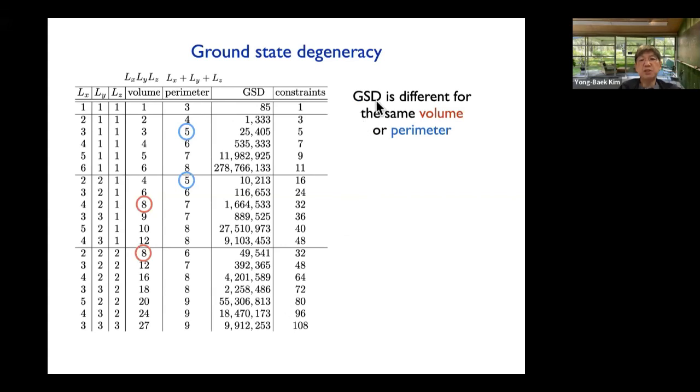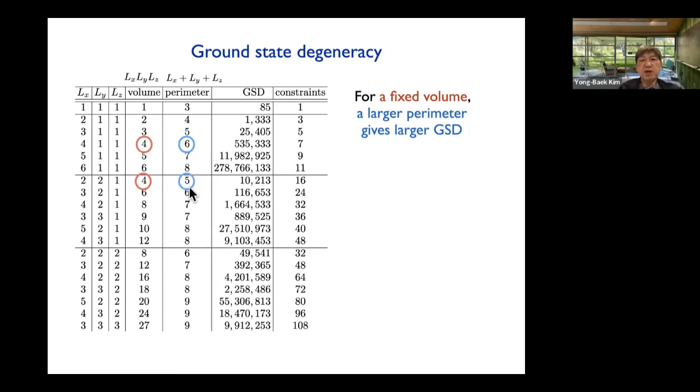What is interesting is that ground state degeneracy is different for the same volume or perimeter. So, these two geometries have the same perimeter, but the ground state degeneracy is different. The same volume, the ground state degeneracy is different because the perimeter is different. For a fixed perimeter, the larger volume gives you actually smaller ground state degeneracy. For a fixed volume, larger perimeter gives larger ground state degeneracy.